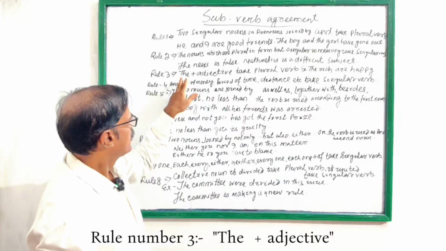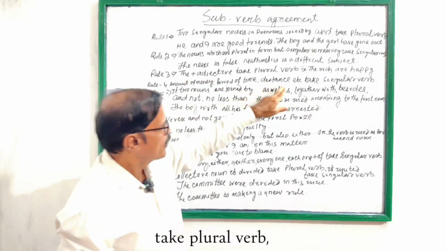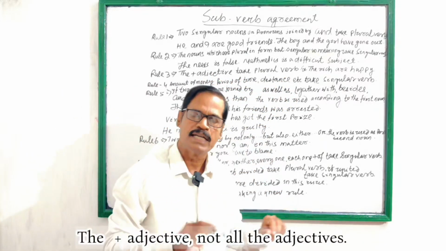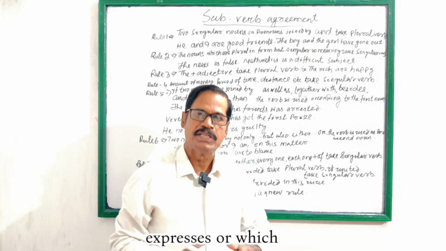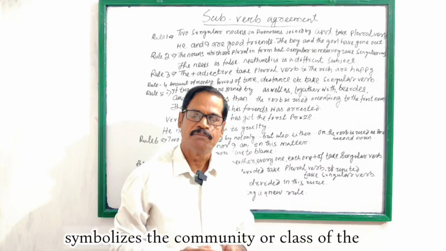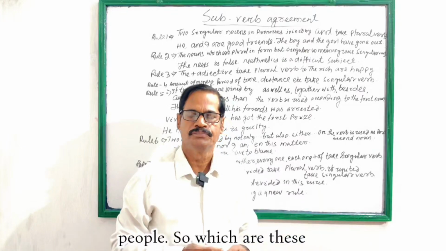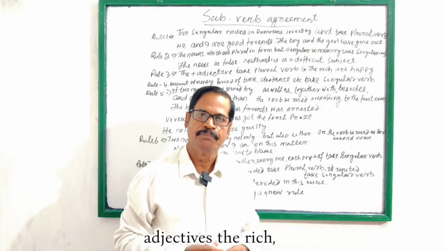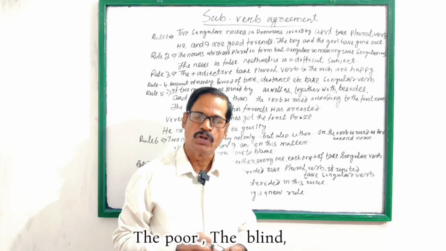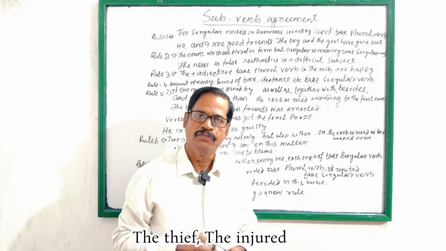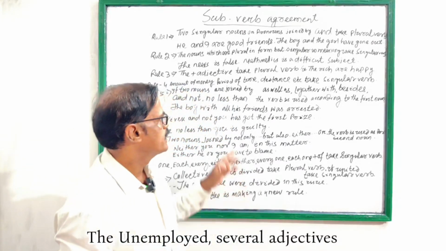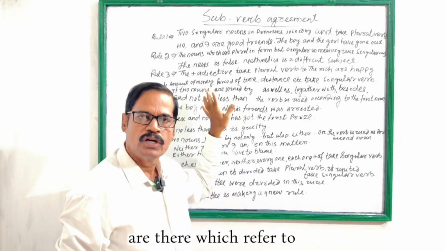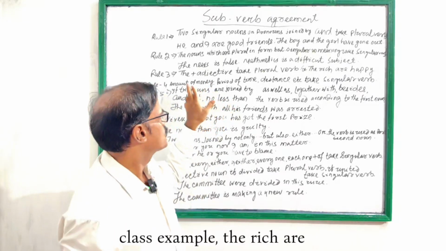Rule number 3. 'The' plus adjective takes a plural verb. 'The' plus adjective, not all the adjectives, but the adjectives which express or symbolize a community or class of people. So which are these adjectives? The rich, the poor, the blind, the thief, the injured, the unemployed. Several adjectives are there which refer to a community or class.